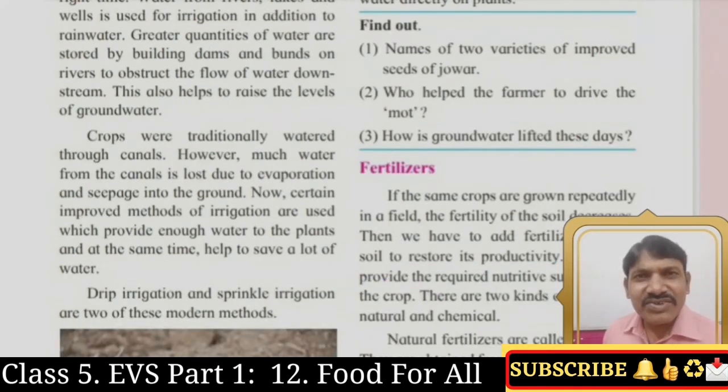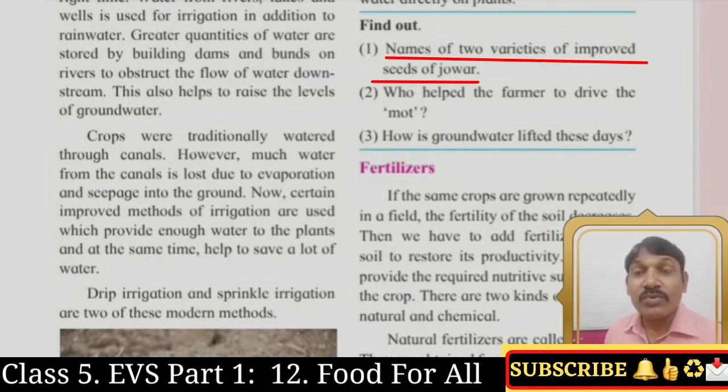Students, some questions are given here. Let's find out the answers quickly. See, first one, names of two varieties of improved seeds of jowar. Yes, student, here we need to tell two names or two varieties of improved seeds of jowar. Let me tell you. One is Jawahar Chari 6 and Jawahar Chari 69. Okay, and the area where such improved seeds are adopted is Madhya Pradesh.